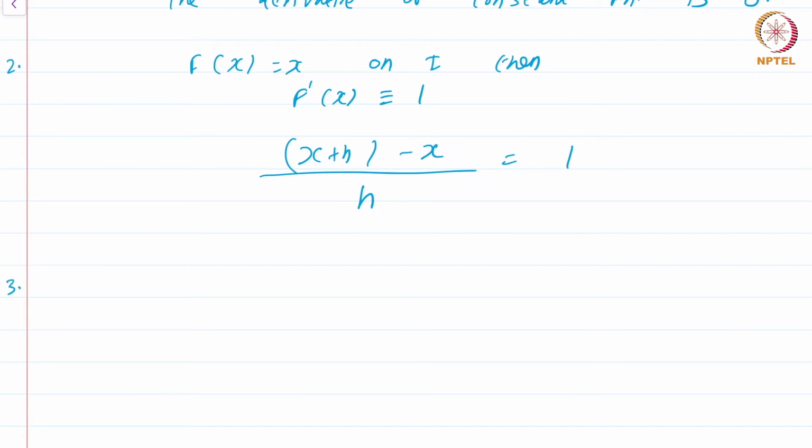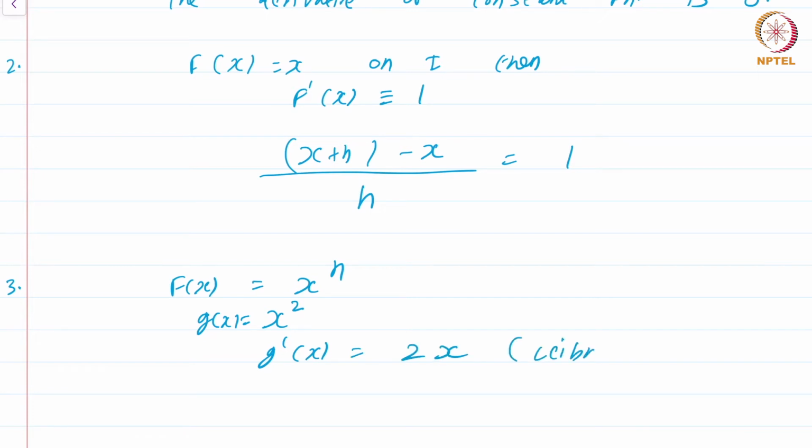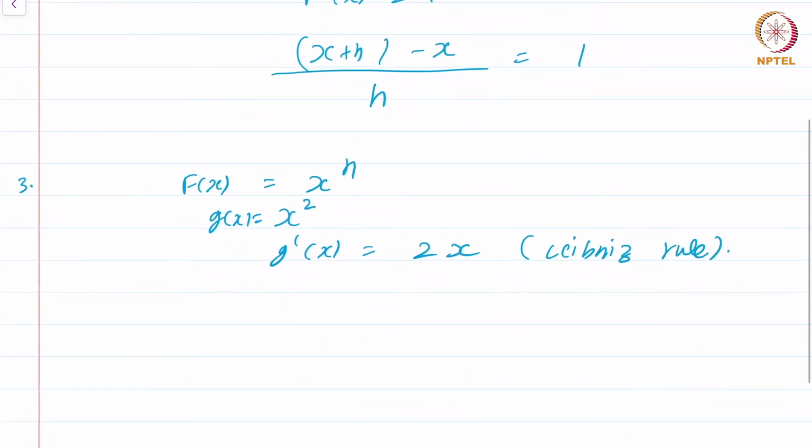Okay, third example, if you take f of x equal to x power n, well, there are several ways to find out what the derivative is. My favorite way is to just repeatedly use the fact that if you take x squared, let's call this g of x, then g prime of x is clearly 2x. This is just by Leibniz product rule. And how does this generalize to x power n? Just apply induction.